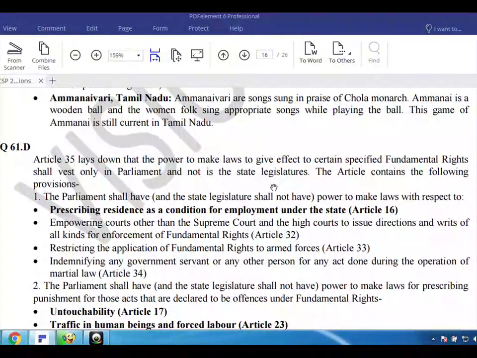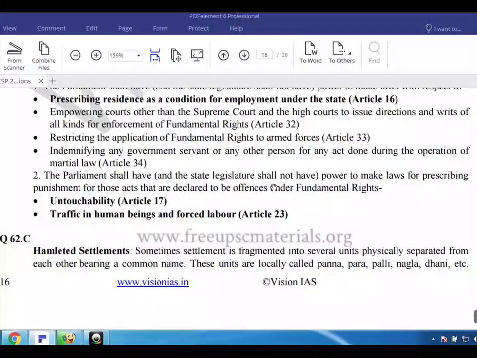2. The Parliament shall have and the state legislature shall not have power to make laws for prescribing punishment for those acts that are declared to be offenses under fundamental rights. Untouchability. Article 17. Traffic in human beings and forced labor. Article 23. Q62. Hamlet settlements.